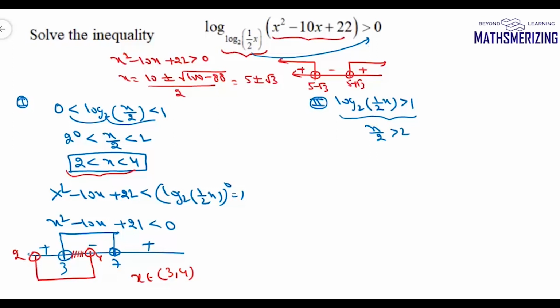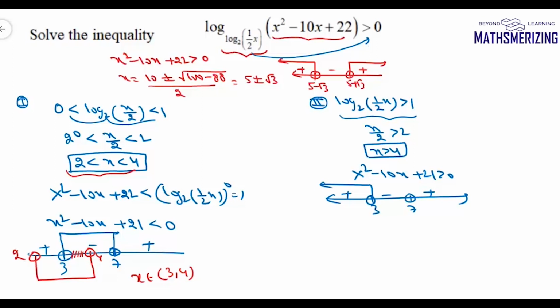Now for the second case, when the base is greater than 1, I get x by 2 greater than 2, that is, when x is greater than 4. And in that case, I'll get the same result but with opposite sign. So x square minus 10x plus 21 should be greater than 0. Again I'll get 3 and 7, so it'll be plus, minus and plus. Now I need plus, so x should be less than 3 or greater than 7. And this result has again come with the condition that x should be greater than 4. So from the second case, the answer is x belongs to (7, infinity).